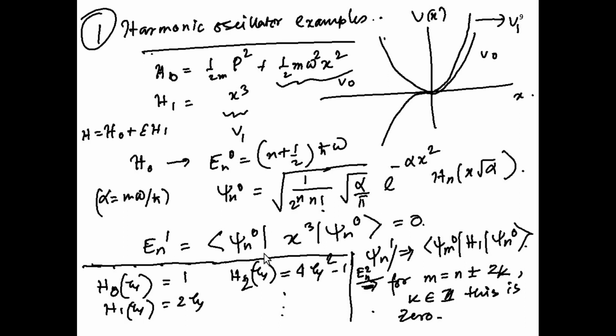Now the first correction is 0, which is obvious, because if we write down the matrix element, it is a Gaussian times x cube, which is an odd function, and when integrated over, it becomes 0. Now what about the second correction or the correction in the wave function? It turns out you need matrix elements to calculate this, which are basically terms of the form psi m0 H1 psi n0.